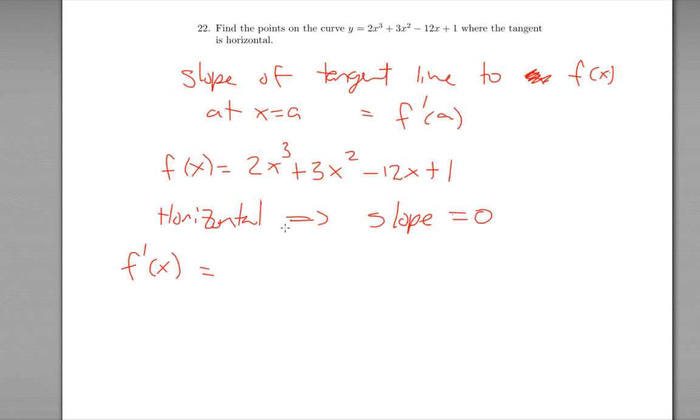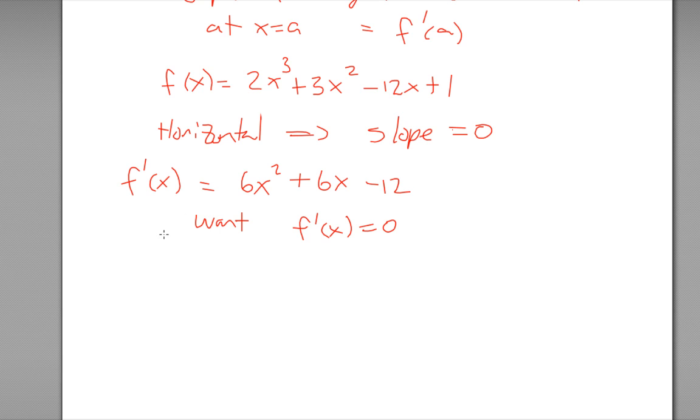The derivative of f is 6x squared. The 3 comes down to make it 6, and you have x squared, plus the 2 comes down to make it 6, plus 6x minus 12. And we want to know when this f prime of x equals 0. So we would like to know when the slope is 0. Okay, so let's figure that out.